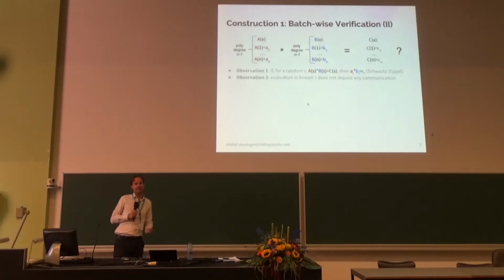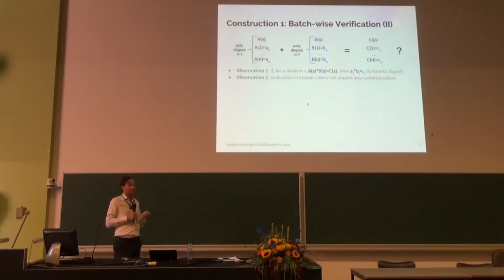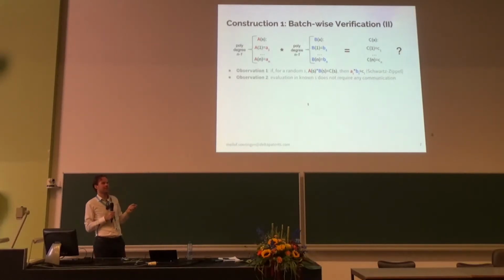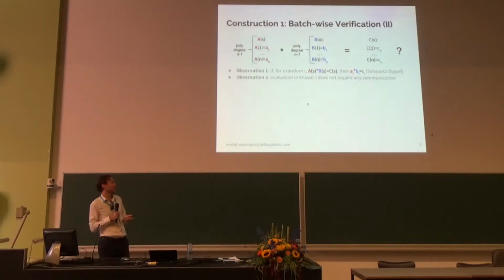The second observation is that we need to evaluate polynomials A, B, and C in this random point S. If each party just knows the value S, then this does not require any communication. Basically, if this value S is a fixed value that's known by everybody, then the value A(S) is just a linear combination of these values a_1 up to a_N, where the coefficients depend on this value S. And computing linear combinations in multi-party computation you can do for free without any communication.